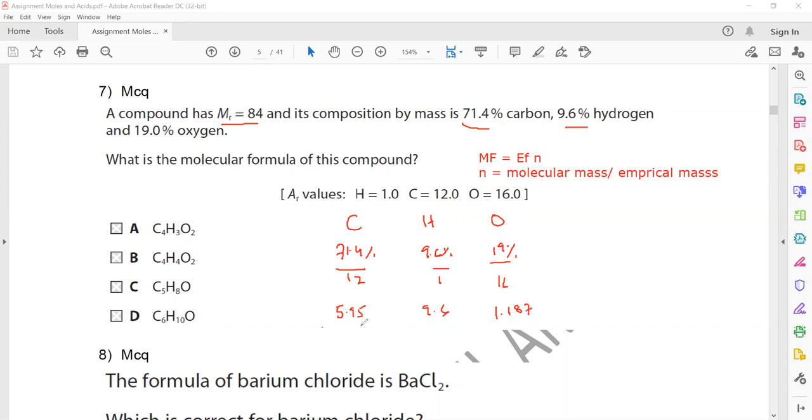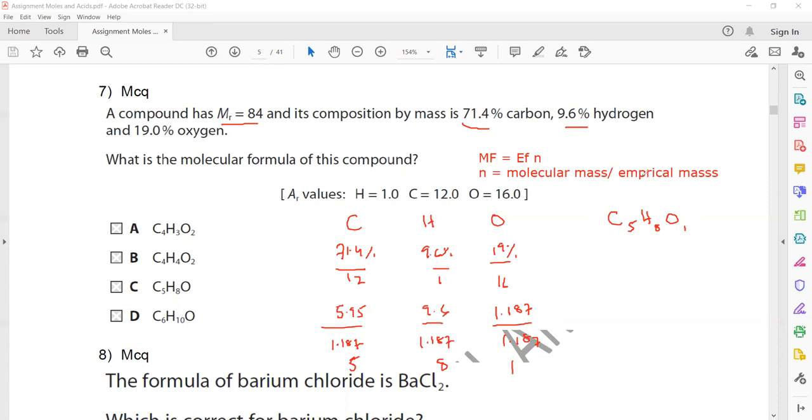Then divide by the smallest value. So we'll divide by 1.187. So 5.95 divided by 1.187, that's equal to 5. Hydrogen 9.6 divided by 1.187, that's equal to 8, and oxygen is 1. So empirical formula is C5H8O.